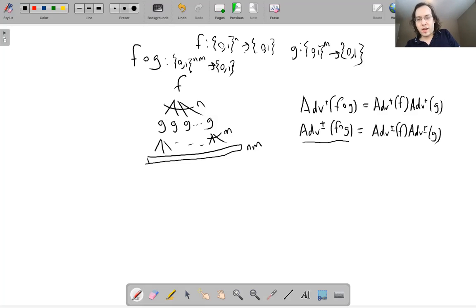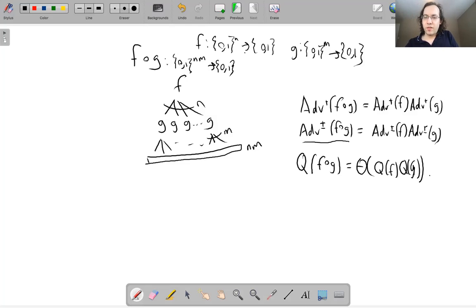Because this characterizes quantum query complexity up to constant factors, we get that the quantum query complexity of f compose g is equal to theta of Q of f times Q of g, which is a really, really nice result. This is a composition theorem for quantum query complexity. It says quantum query complexity just composes perfectly. This is false for randomized.